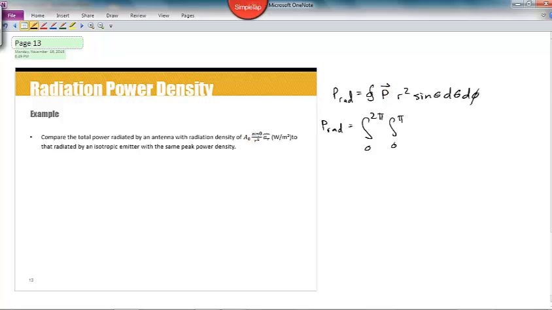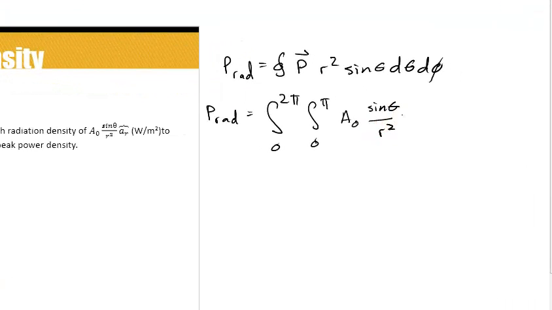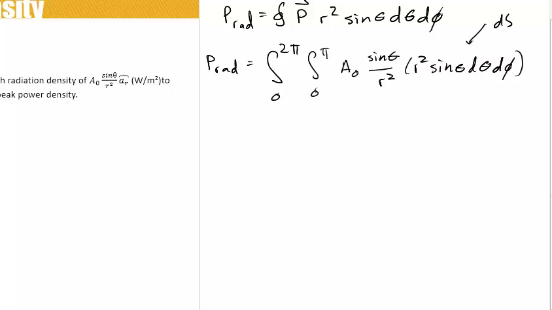We were given p here, which is A0 sine theta over r squared, and then we need to multiply by the ds element, which is just r squared sine theta d phi. That's the differential surface element on the sphere. So I have to perform this integral. Immediately I notice that the r squares cancel and the sines multiply through. So I get P rad equal to the integral from 0 to 2 pi, integral from 0 to pi, of A0 sine squared theta d theta d phi.